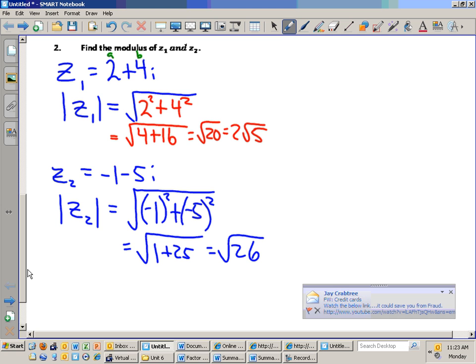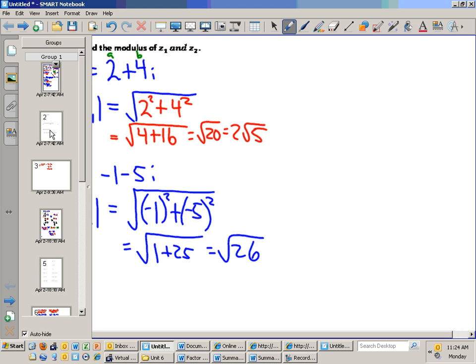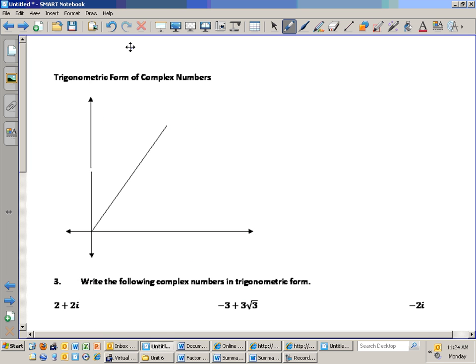So all we've done so far is we've plotted complex numbers. Can you do that? Second thing is we found the absolute value of a complex number by use of the Pythagorean theorem. Can you do that? All right, let's get some more difficult material then. So this is where we will end our lesson with example 3.